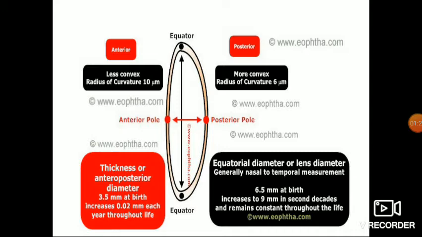The equator is the center point where the anterior surface and the posterior surface both meet. The equatorial diameter or the lens diameter is generally measured from nasal to temporal. It is 6.5 mm at birth, which increases to 9 millimeters in the second decade and remains constant throughout life.